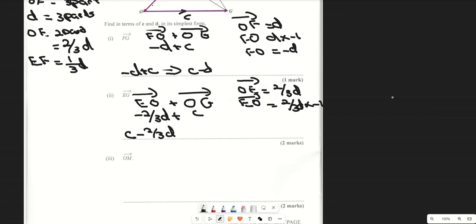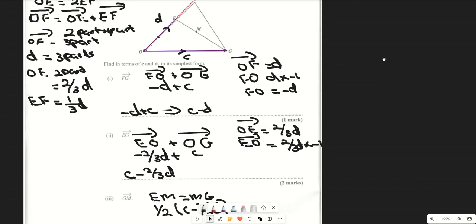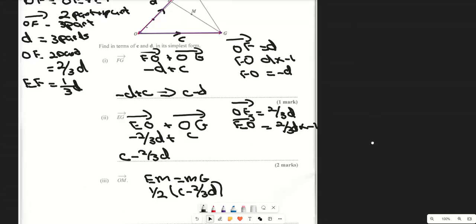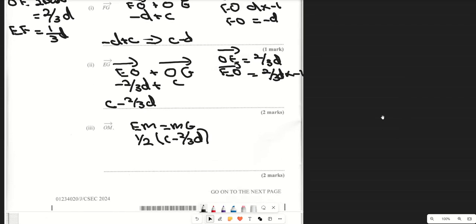So EM, we could go from E. So EM is equal to MG, right? And that means EM or EG would be a half of C minus 2/3 D, right? Because remember, what is EG? EG is what we just now said, C minus 2/3 of D. So if we want to find out where M or EM or MG is at, we just simply multiply by a half, right? So either EM or MG is equal to this. I would leave it like this, don't multiply just yet.